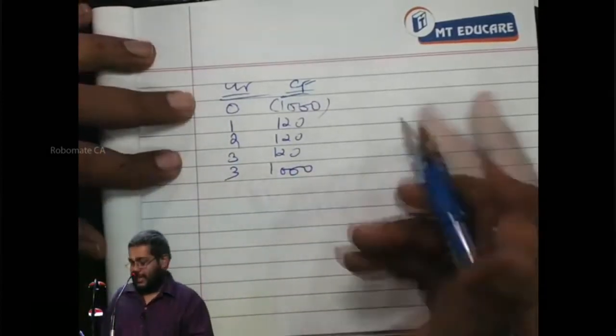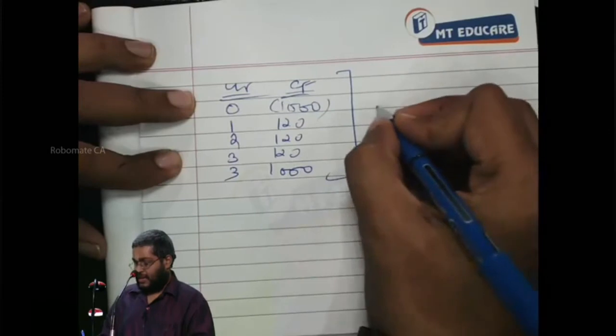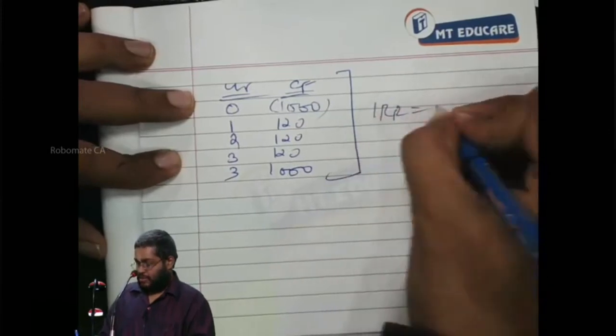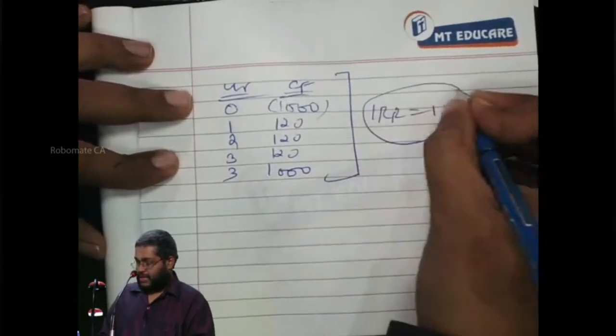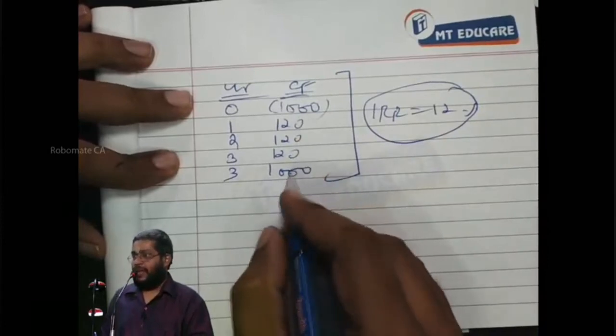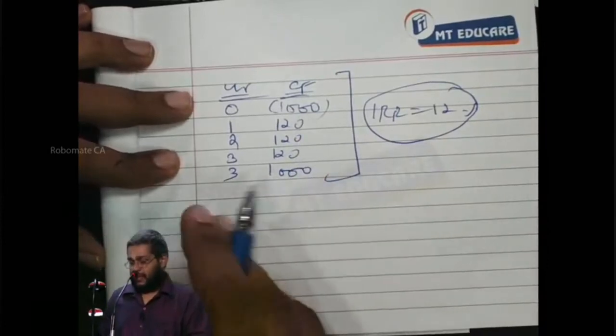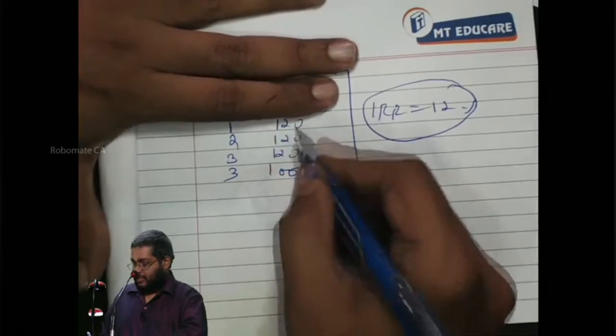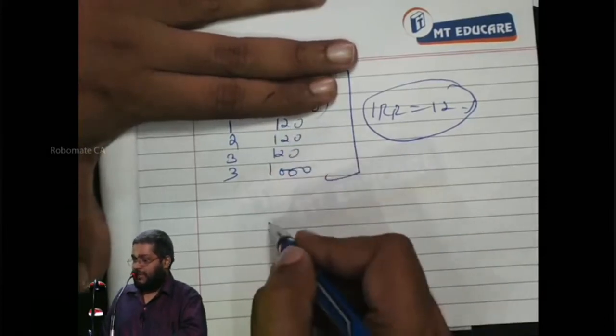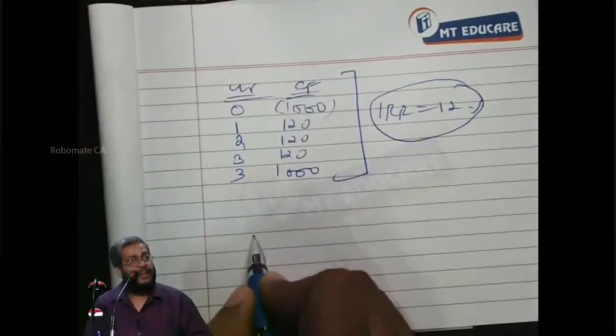Yes or no? That means I can say the IRR is how much percent? 12%. In other words, I can say the bond gives its bondholder a return of how much percent? 12%. In other words, if I discount the bond cash flows at how much percent? 12%, I get the bond price.